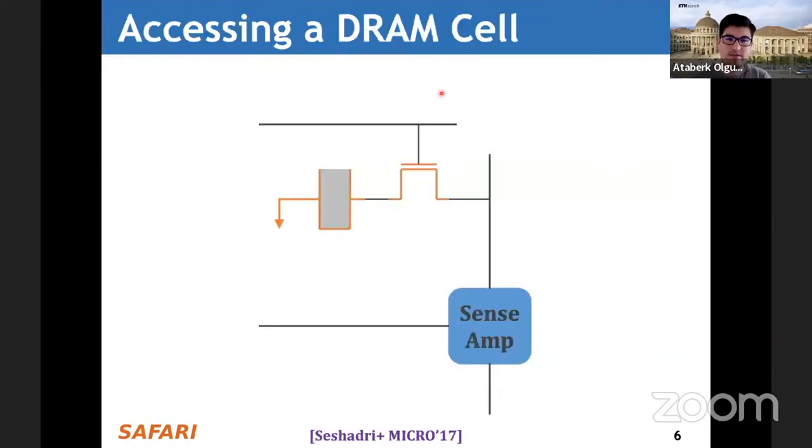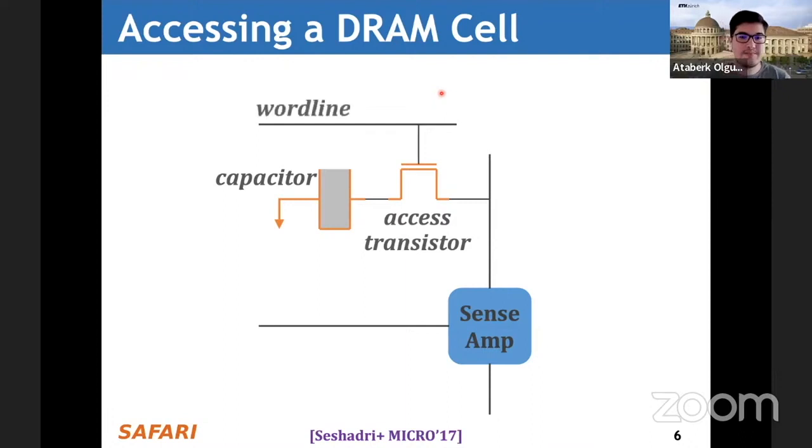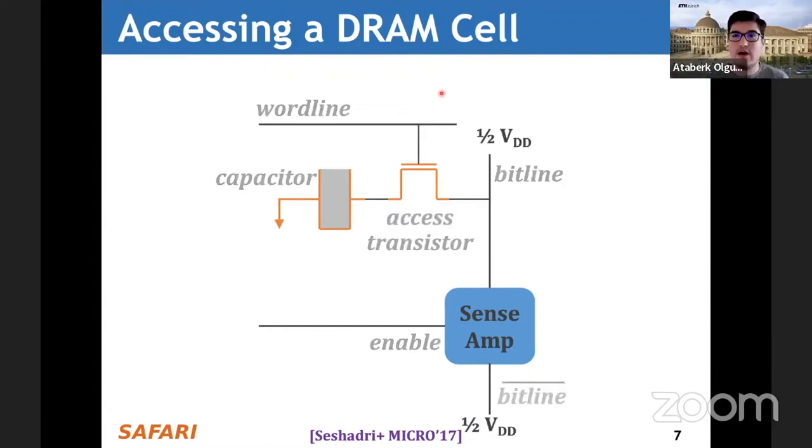Now we will see how we access this DRAM cell. This is a diagram showing how a DRAM cell is connected to a sense amplifier, and it contains two components. The capacitor stores data as charge, and the access transistor determines if the cell is being accessed. This access transistor is controlled by the word line, which we enable to connect the DRAM cell to its bit line. The bit line bar is essentially the inverse of the bit line. And the DRAM sense amplifier has an enable signal, which determines if the sense amplifier is currently active. So we will see how we access this DRAM cell.